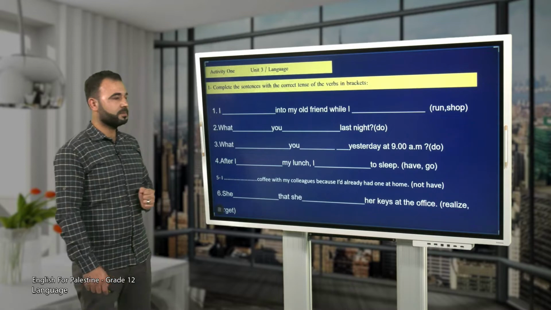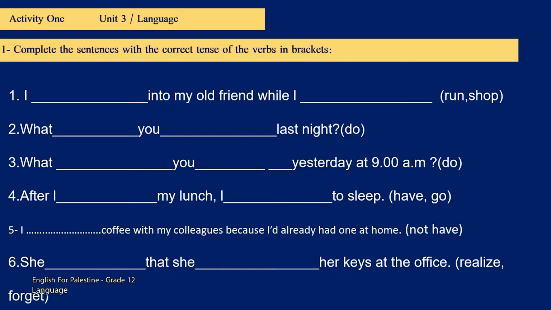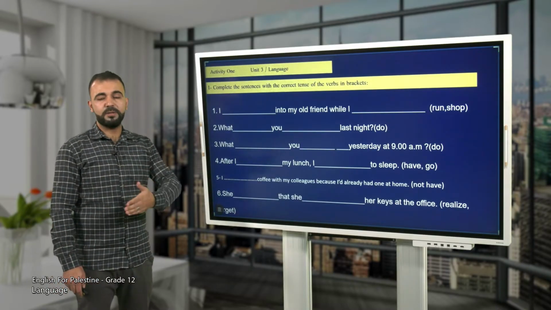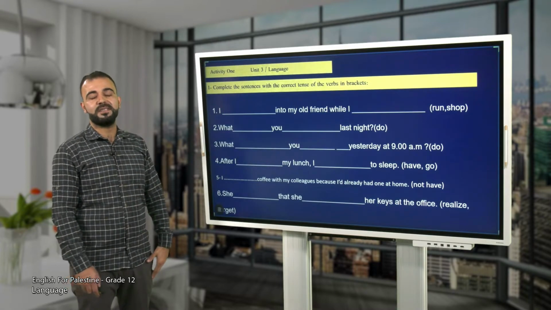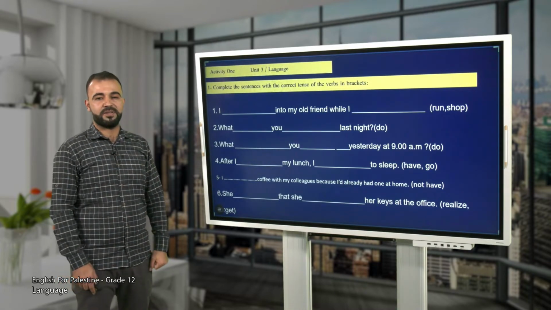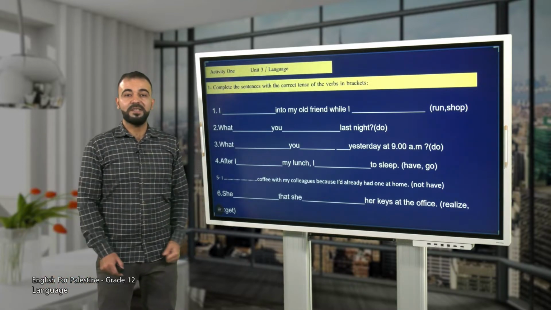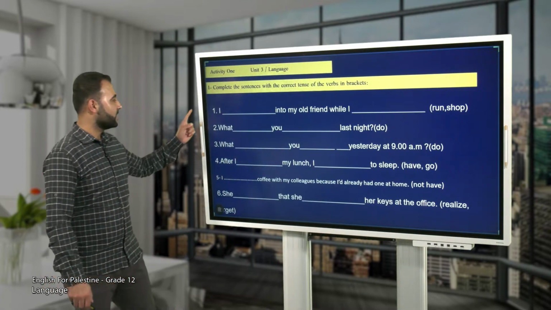Activity 1 now. Complete the sentences with the correct tense of the verbs in brackets. Yeah, we have here 6 sentences. Take 3 minutes, try to find answers, and then we will check your answers. Well done, guys. Let's start. Sentence number 1.